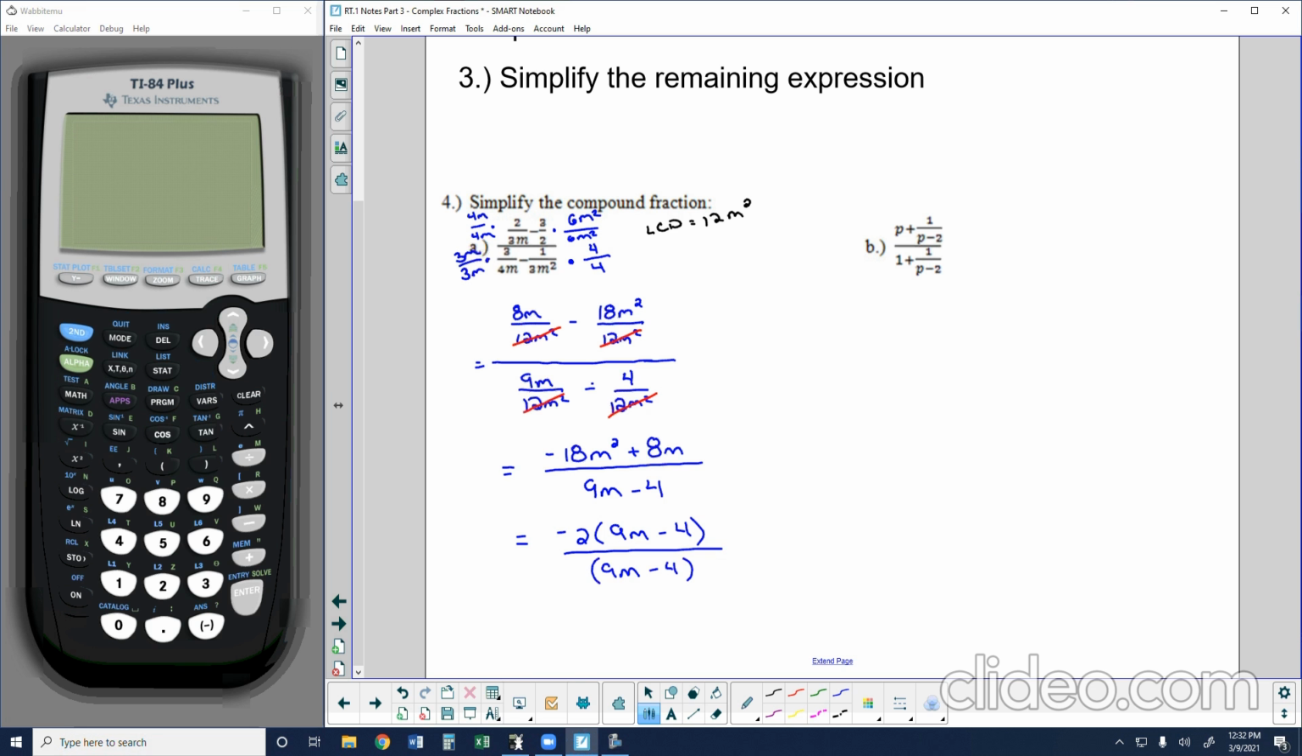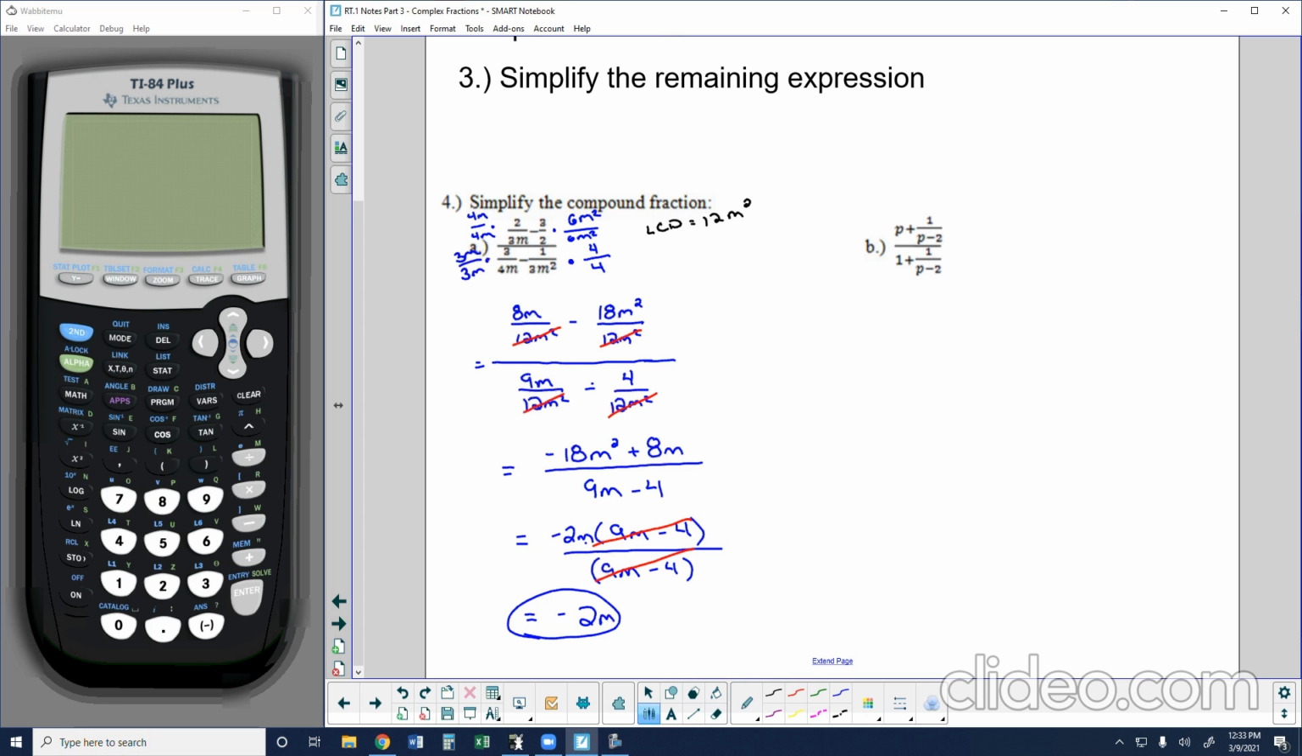And now, yes, this one can be simplified. We see a common factor in the numerator and a common factor in the denominator, which can divide to give you a result of just negative 2. Sorry, I forgot my m there when factoring this. I factored out a negative 2m, not just a negative 2. So sorry, when we factored out that GCF was a negative 2m. So my final answer should be negative 2m.